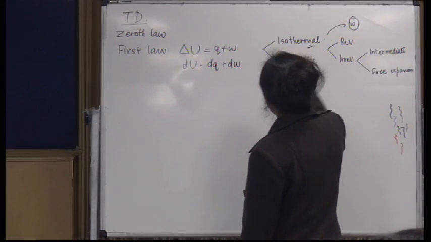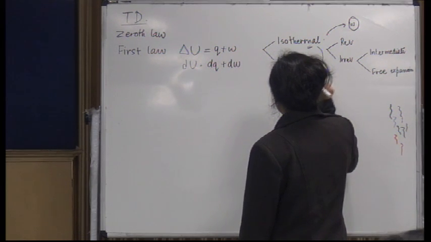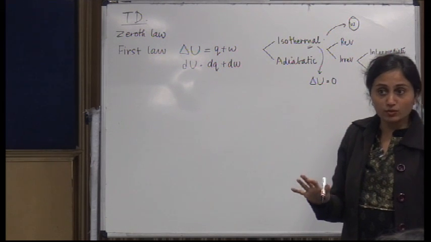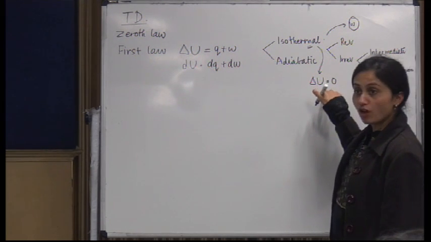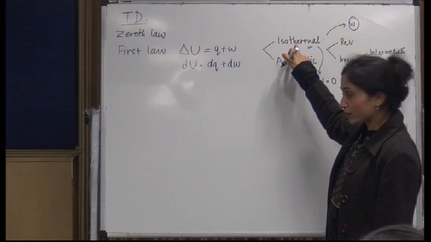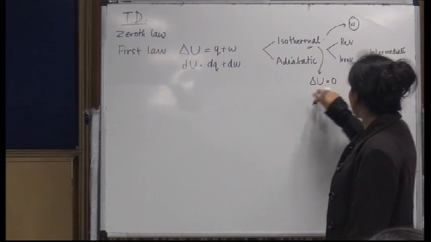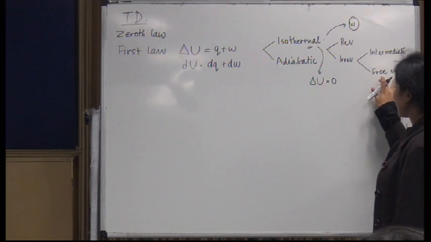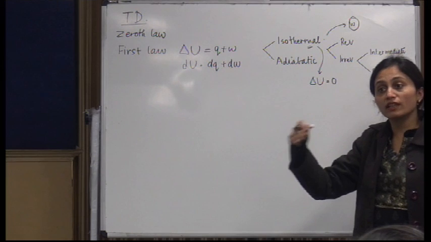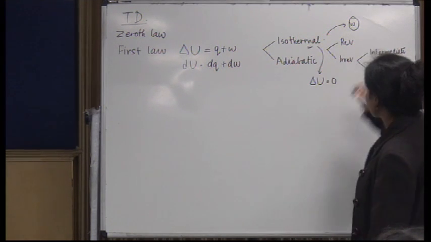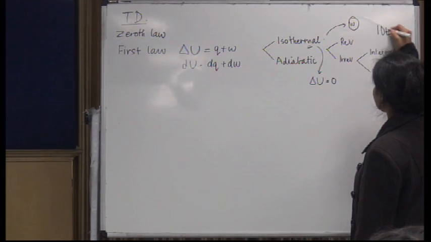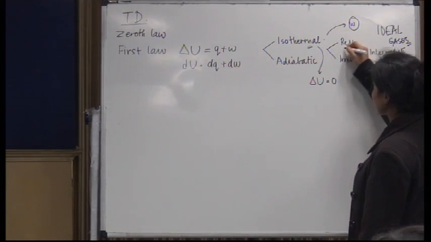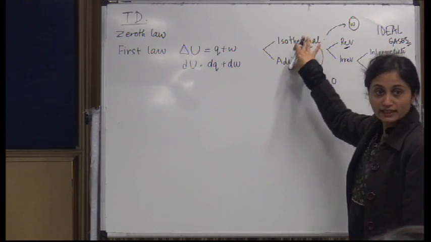Here also we again saw one particular thing that I told you: delta U will be throughout equal to 0. What was the reason for delta U to be equal to 0? It is just a function of temperature, and if your temperature is constant, your delta U is constant. In both the cases of isothermal and adiabatic, I hope you remember that the free expansion had all the terms equal to 0. This is when we are talking about the case of ideal gases.